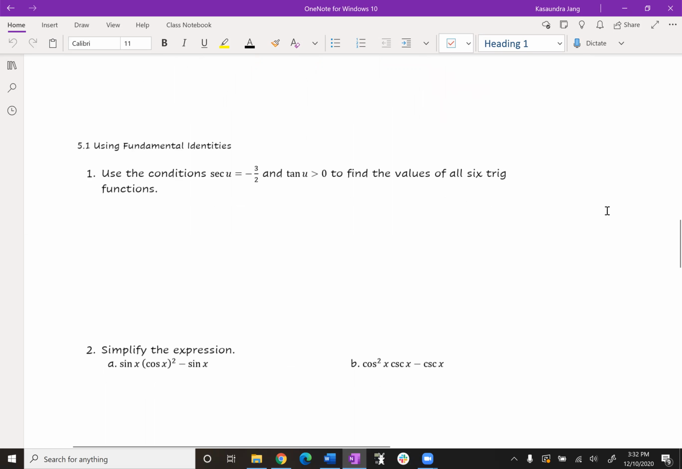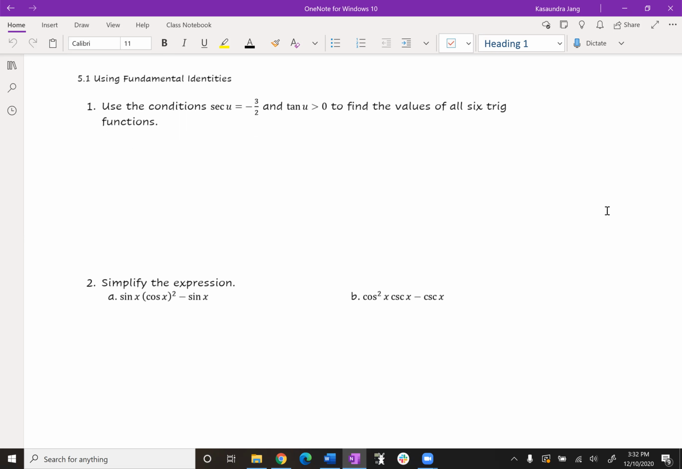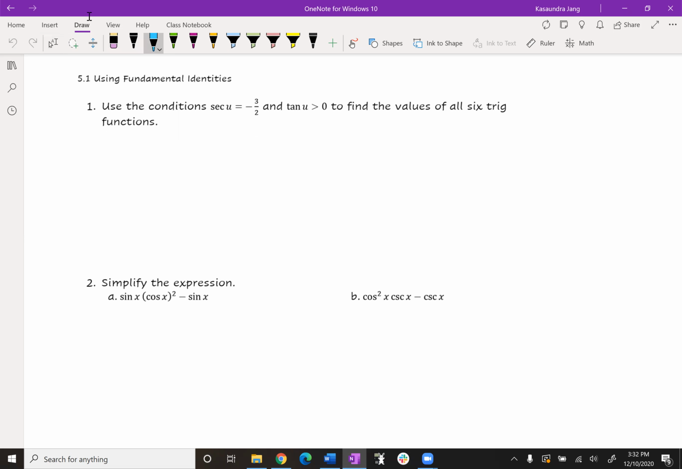All right, so 5.1, we are going to use fundamental identities. One of the identities that we should be familiar with at this point is that secant is the reciprocal of cosine. So I'm going to say 1 over cosine of u equals my -3/2. And they told us that tangent of u is greater than 0, like a positive.